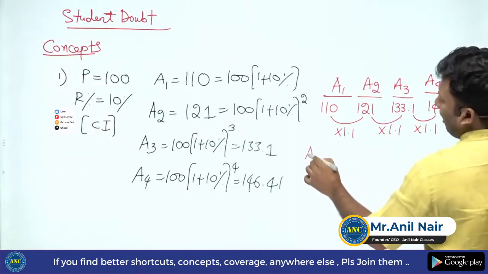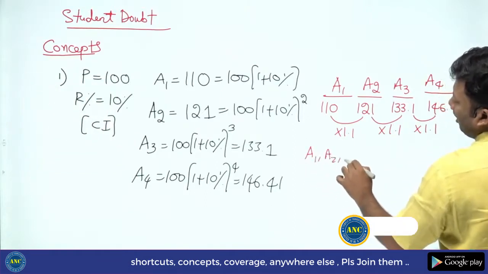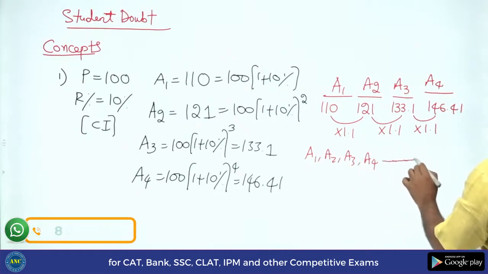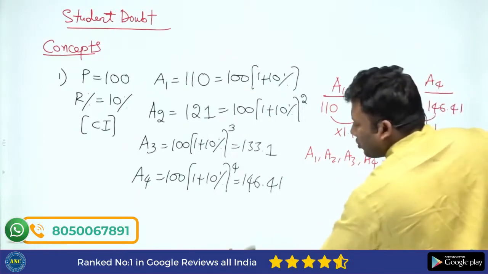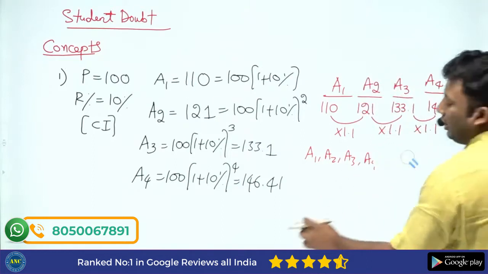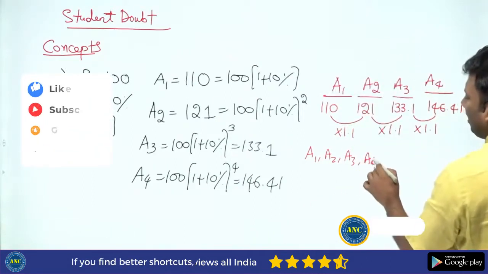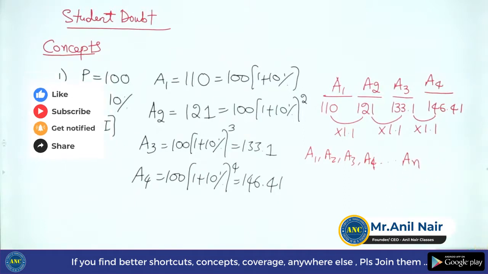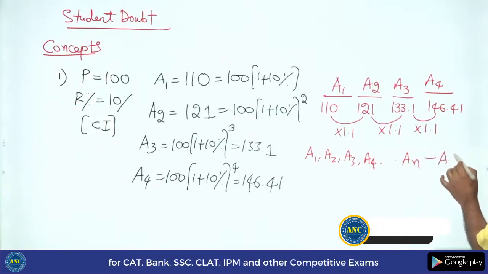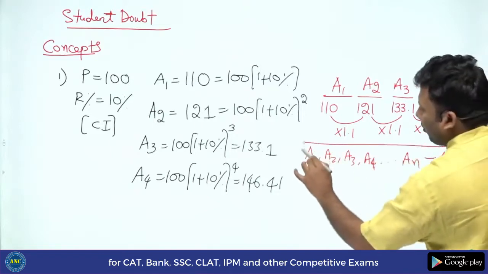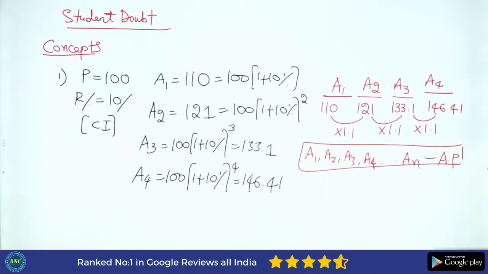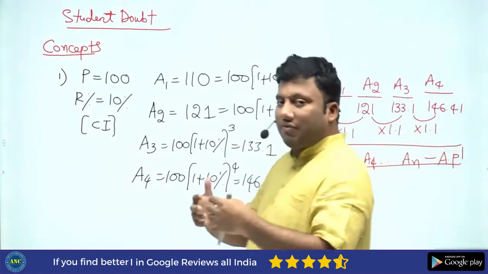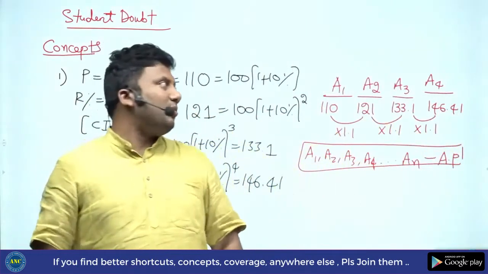That means A1, A2, A3, A4, and so on up to AN, they are in arithmetic progression. Please write down: A1, A2, A3, A4, AN, they are in arithmetic progression. First key point, it is clear. Amounts at the end of the year are always in arithmetic progression.